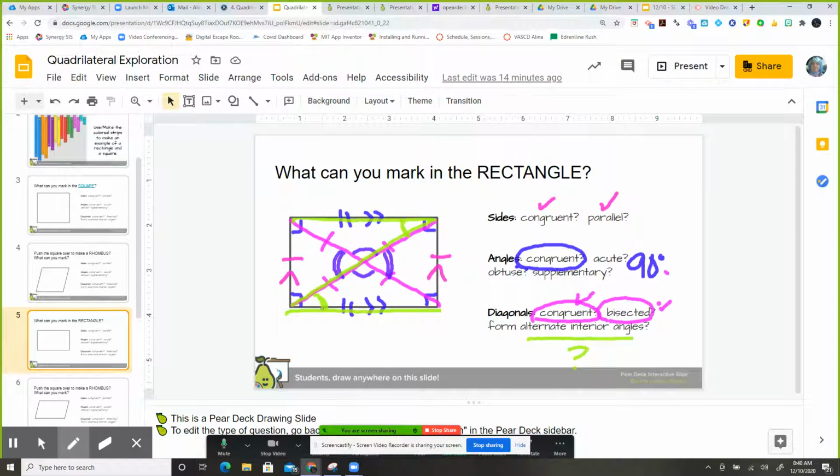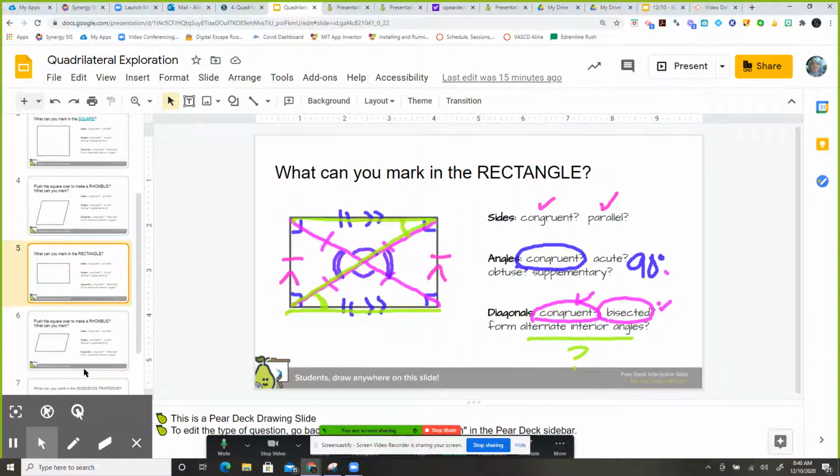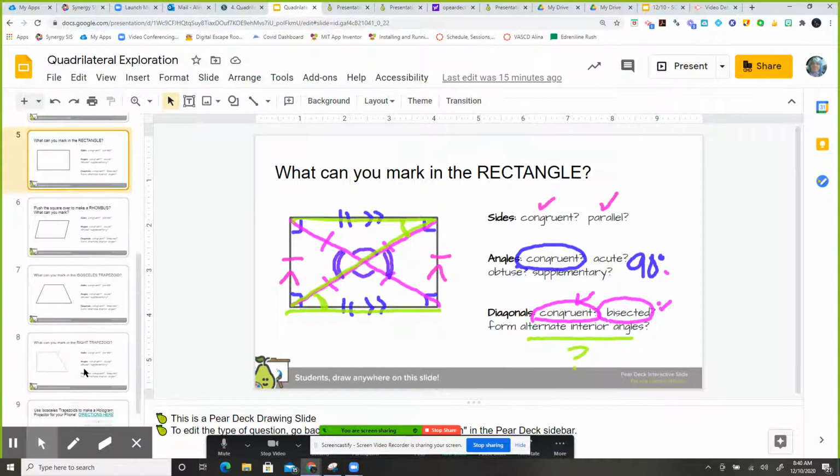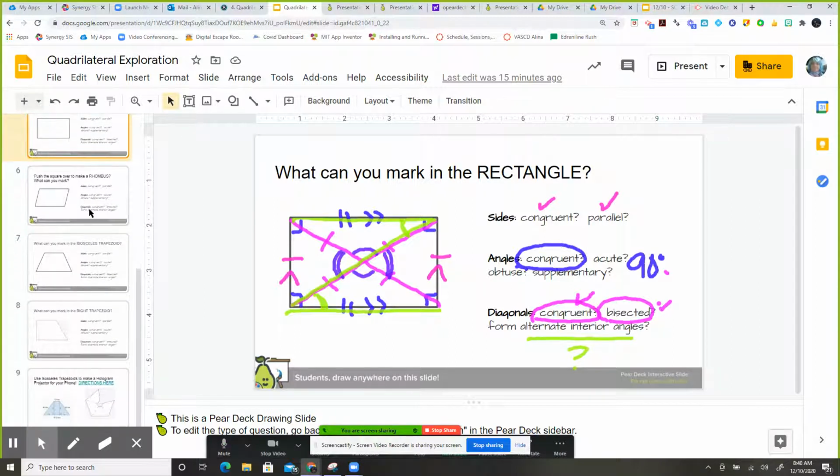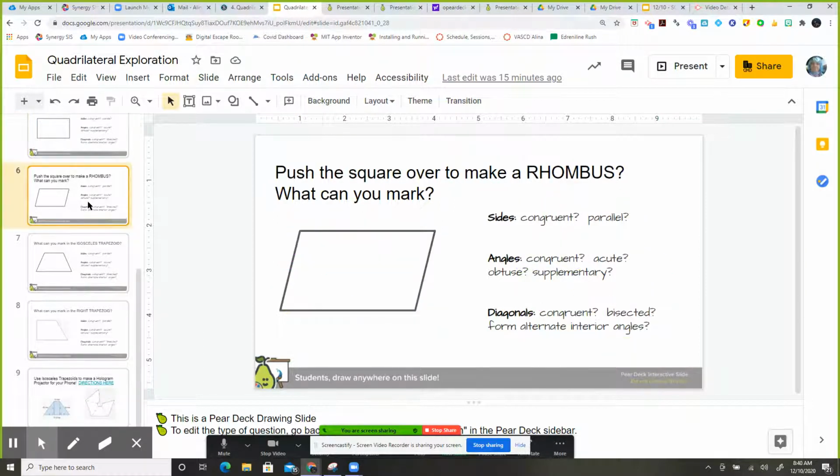So we've got our diagonals. Diagonals are congruent. They're not perpendicular. And we've got alternate interior angles. We ready to go to the parallelogram? I'll post the video. So if you're not quite there, there'll be a video where you can get it. And you can always go into the digital notebook and look there too. Okay.